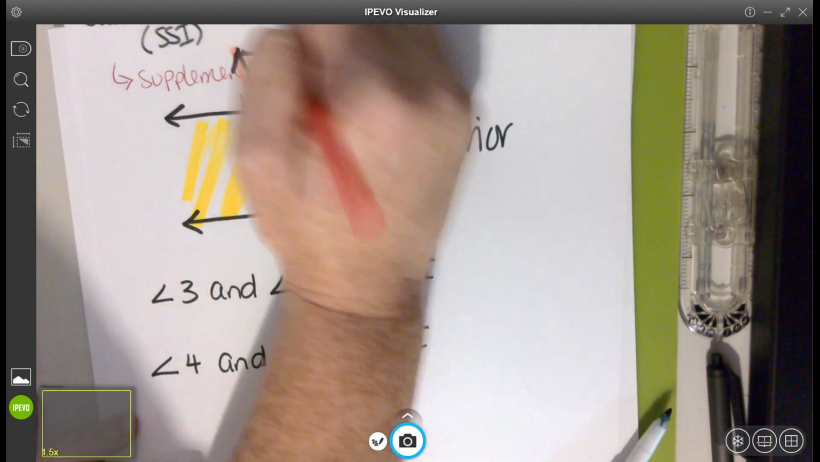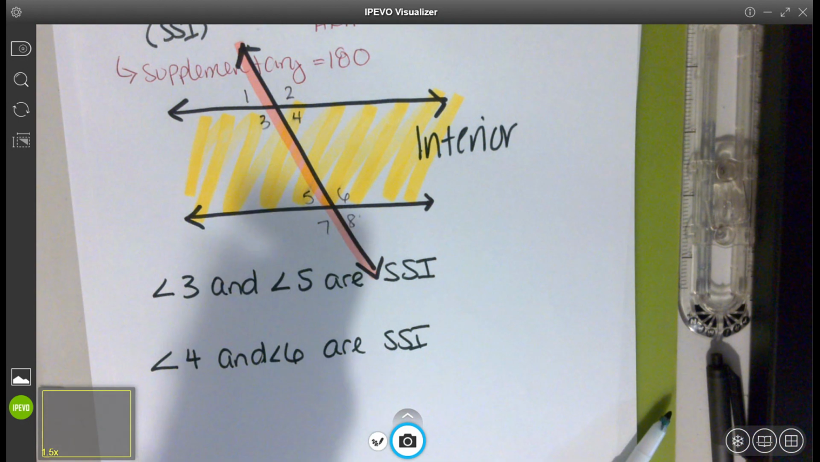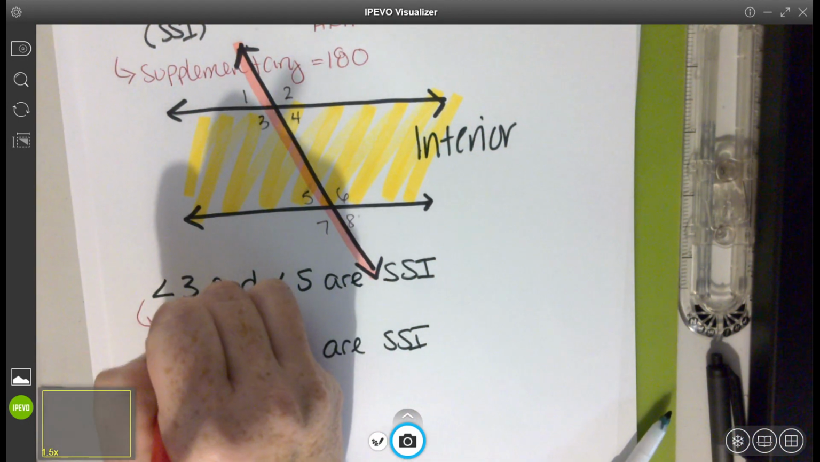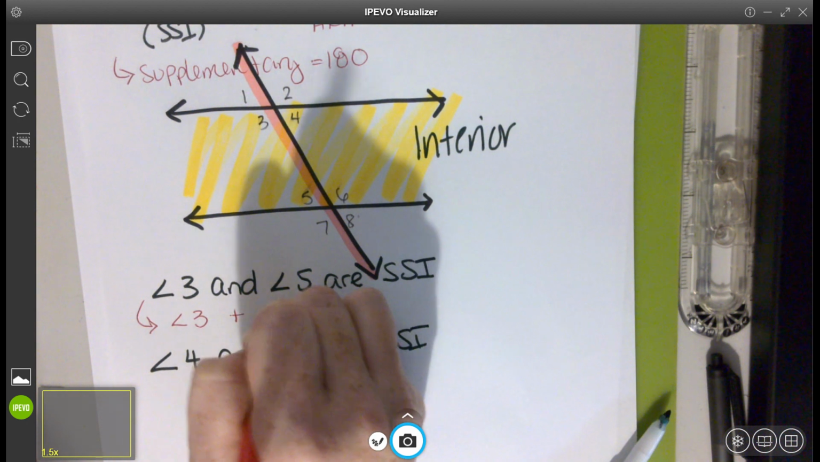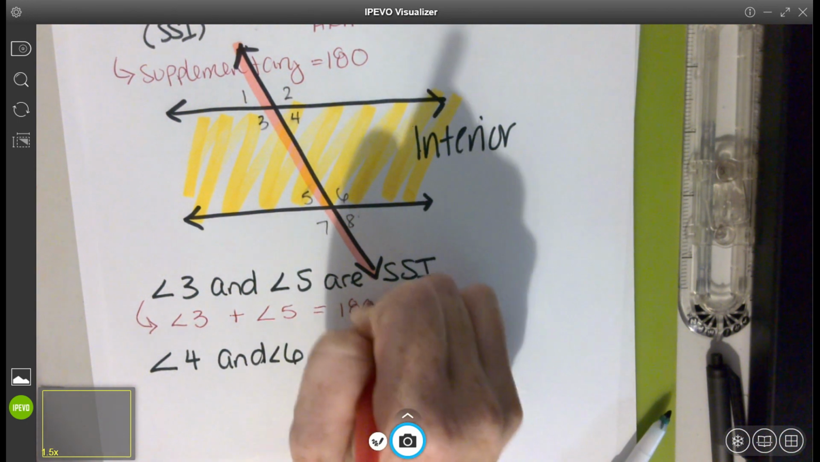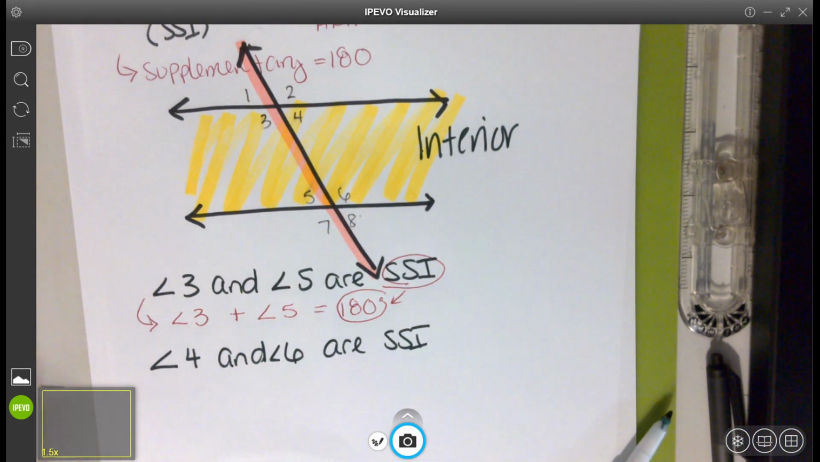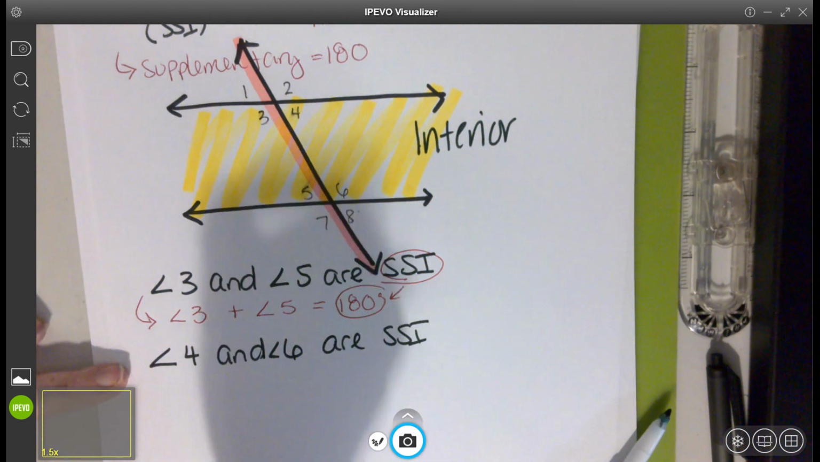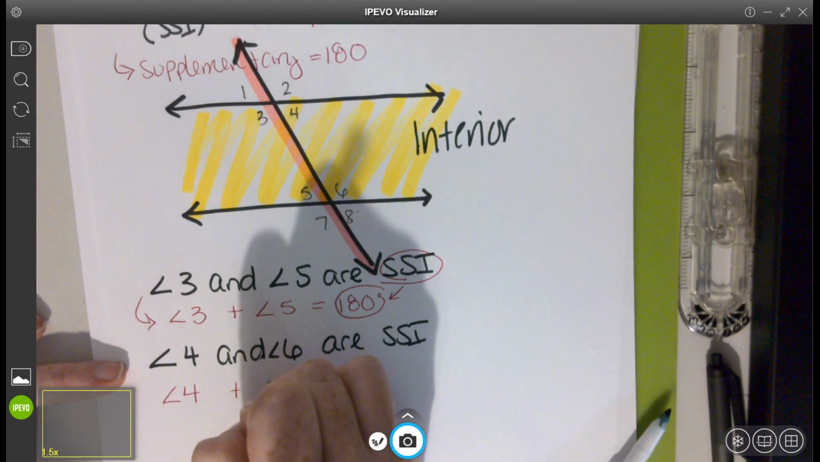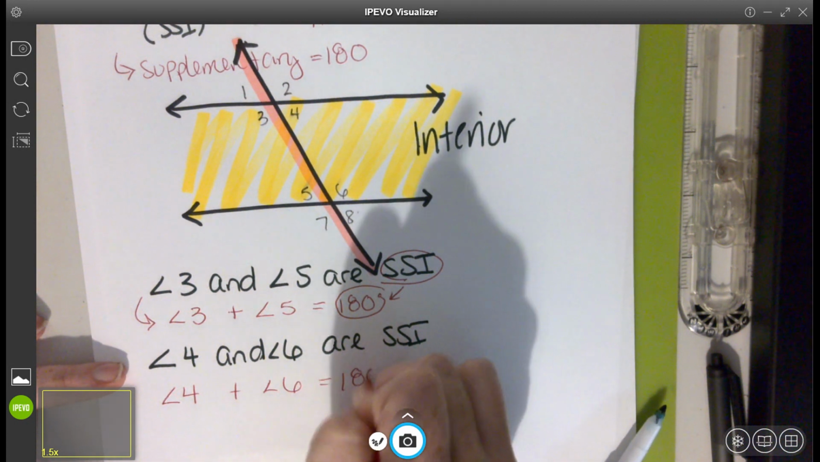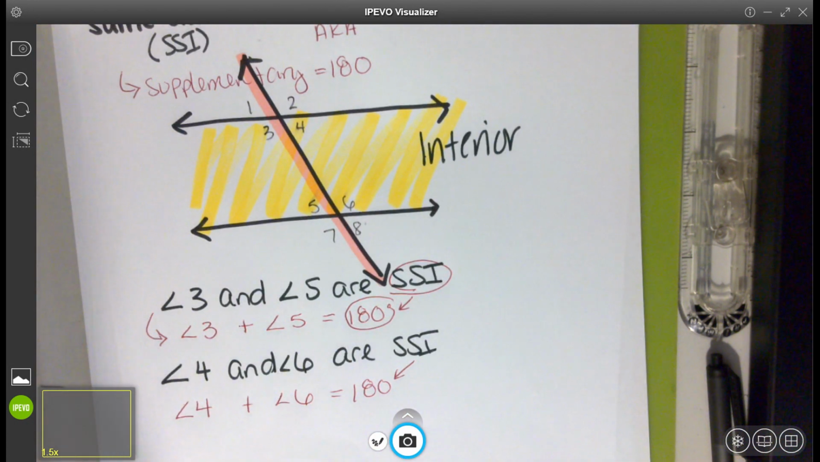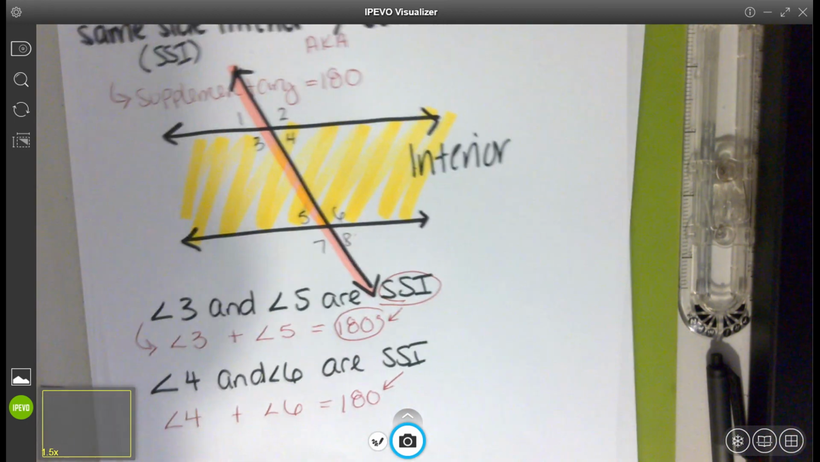Now, remember, supplementary equals 180 degrees. So I can create an equation from this one. I can say that angle 3 plus angle 5 equals 180 degrees. Again, that is because of the word SSI. So here, if I wanted to set up an equation for this one, we're going to do the same thing. Angle 4 plus angle 6 equals 180 degrees. Again, SSI lets us know that it's 180 degrees. So the big item for here is to differentiate between when it's congruent and when it is going to be 180 degrees. So I want to recap all of these terms.